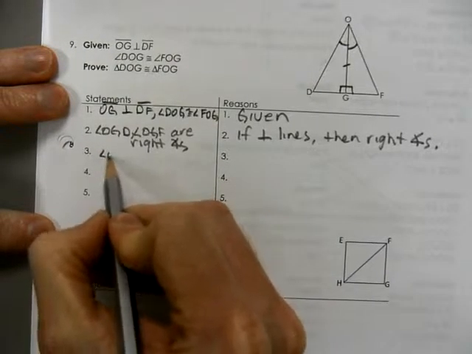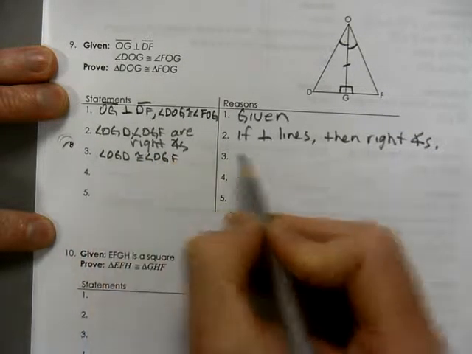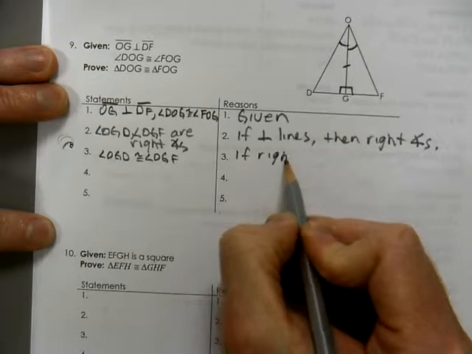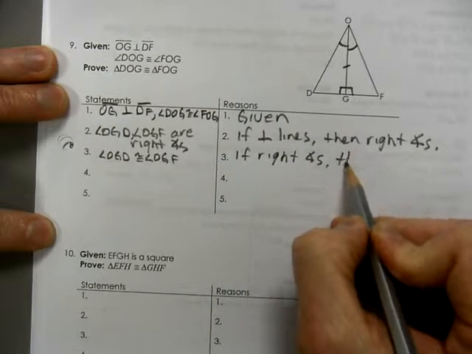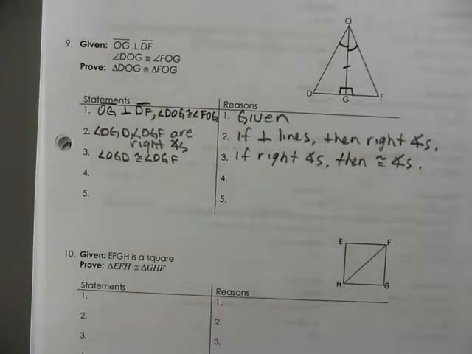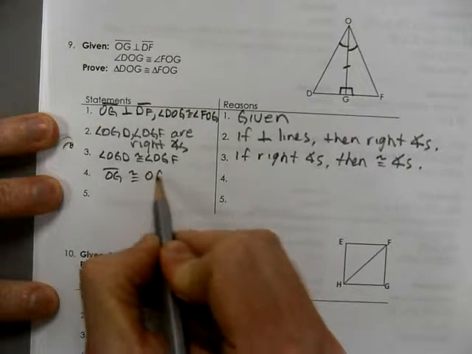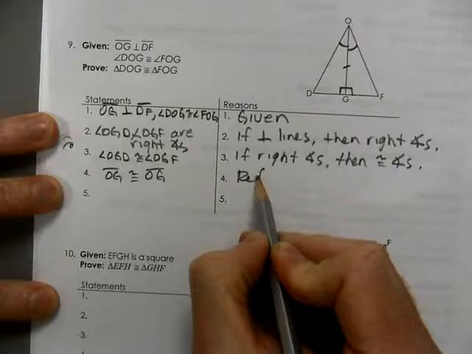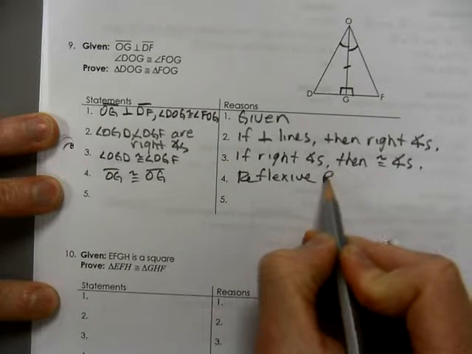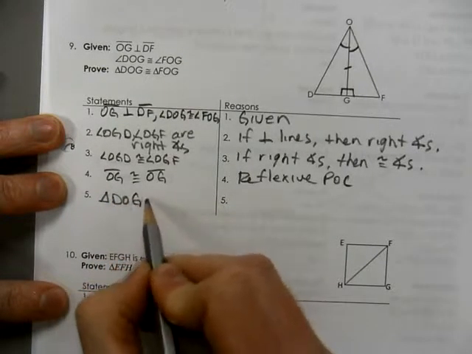And then we can say that angle OGD is congruent to angle OGF. If right angles, then congruent angles. Then what do we need to talk about? The reflexive property. Reflexive POC. And then of course we end with what we're trying to prove.